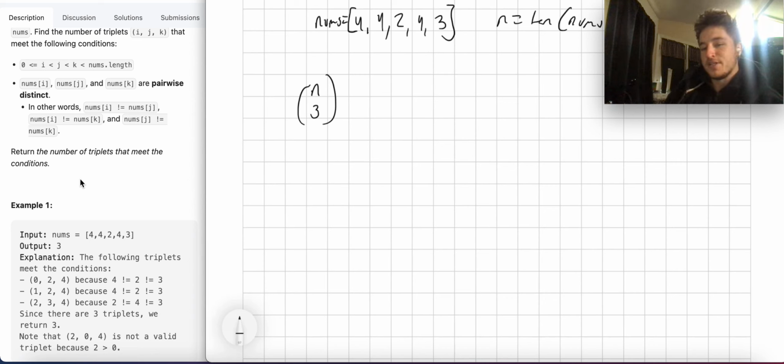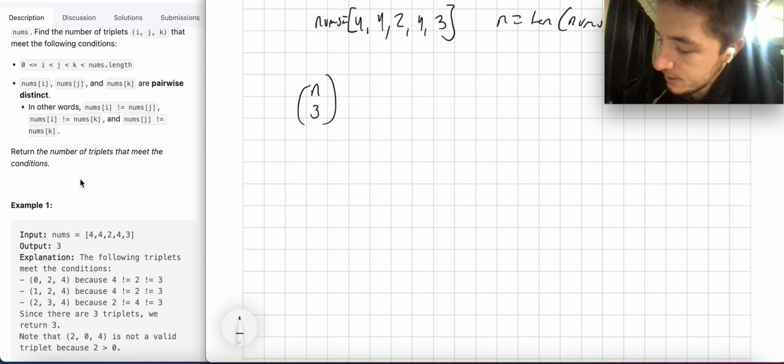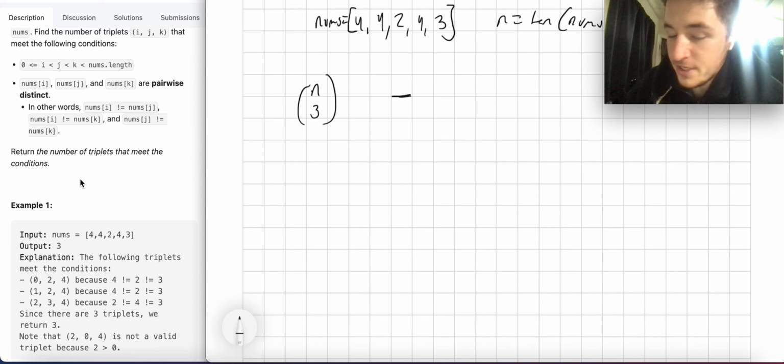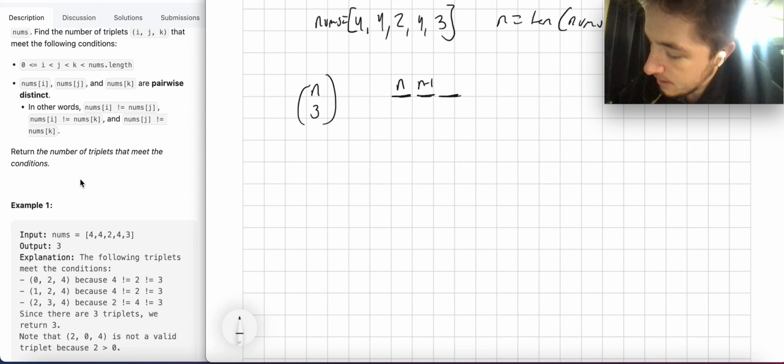And where does that come from? Well, the idea is how many things can you select for the first thing? For the first number, well, there's n numbers that I can select from. And how many things can I select for the second thing? I have n minus 1. And how many things can I select for the third thing? I have n minus 2 things, right?